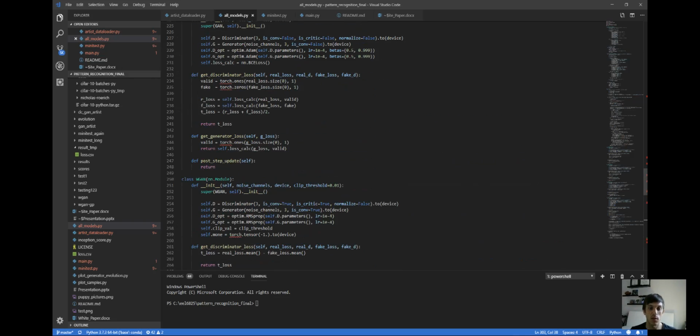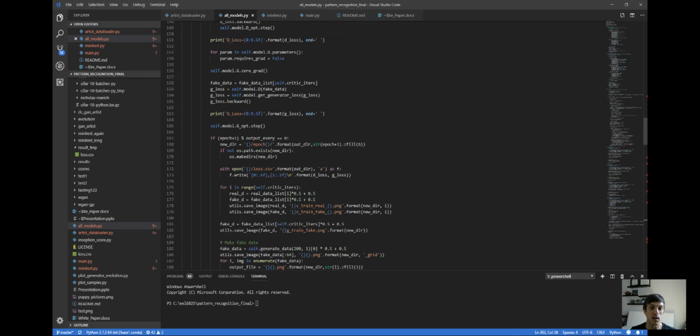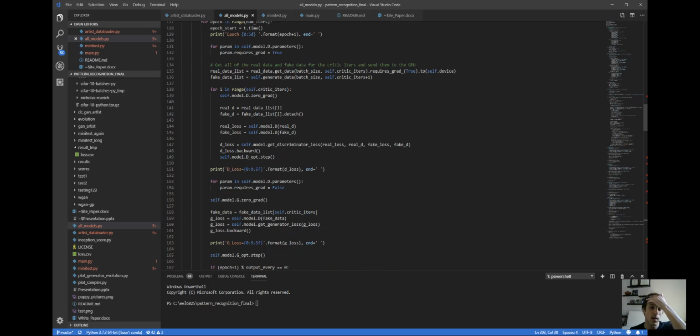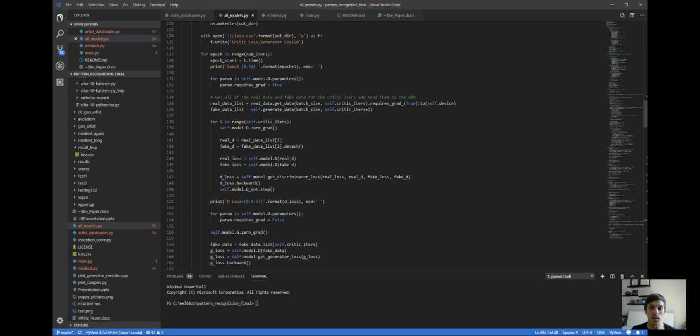Another thing I did for optimization that really sped it up is with the data. If I know I'm doing multiple critic iterations at once, I'm generating all of my fake data and getting all of my real data for each critic iteration and transferring that to the GPU all at the same time. That way you're not transferring small chunks of data, you're transferring large chunks of data, which makes your training time go down.